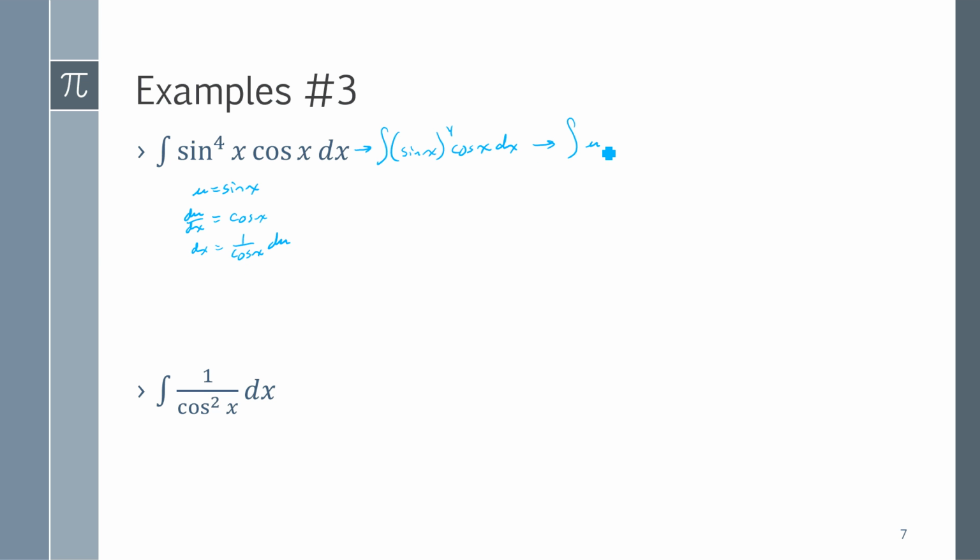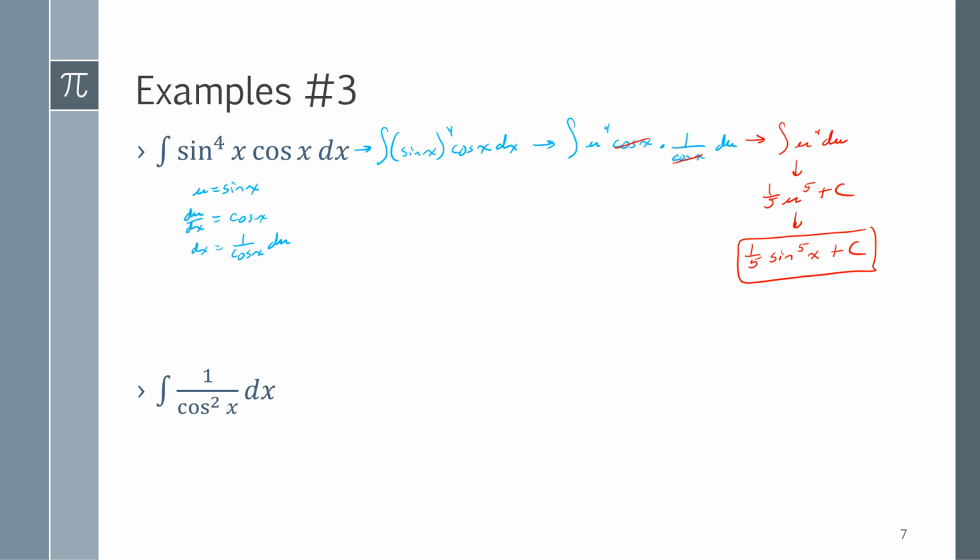So I have the integral of u to the fourth. Nothing has replaced cosine of x. dx gets replaced by 1 over cosine of x du. So my cosine of x's both cancel. I'm left with the integral of u to the fourth du, which would be 1/5 u to the fifth plus c. Change back to x's, so I have 1/5 sine to the fifth plus c.